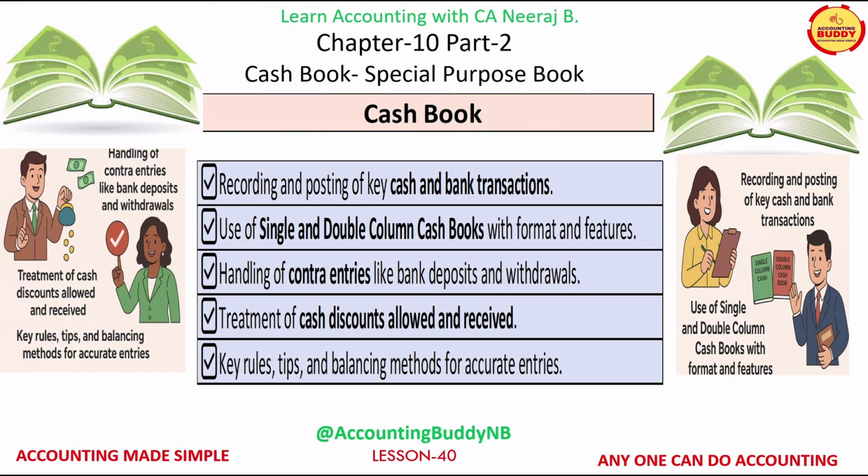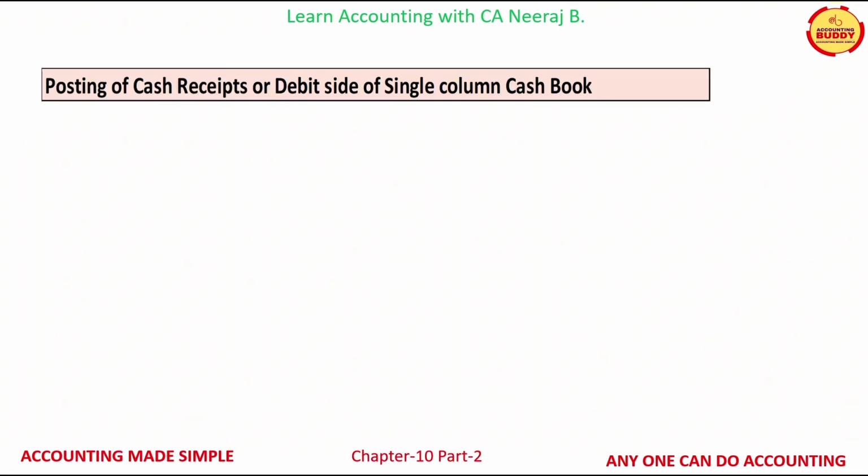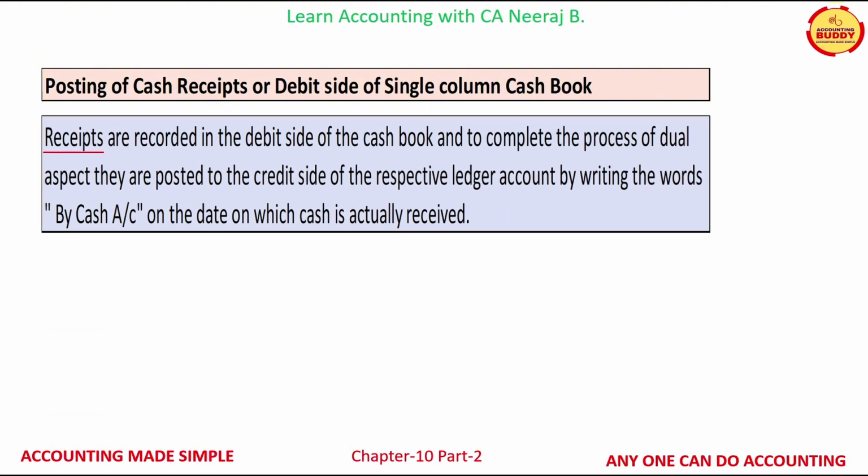Let's get started. Let us first understand the posting of cash receipts or debit side of the single column cash book. Receipts are recorded on the left hand debit side of the cash book, and in order to complete the process of dual aspect, the second aspect of the entry is posted to the credit side of the respective ledger account by writing the words "by cash account" on the date on which the cash is actually received.